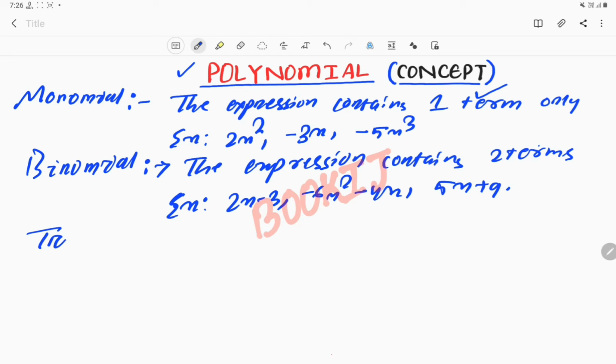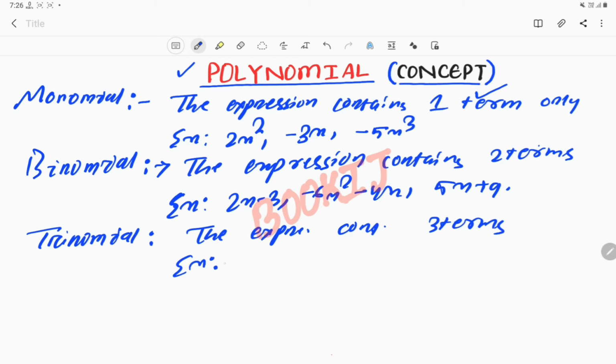Then your trinomial. So what about trinomial? Now these are the expression that contains three terms. Are your trinomial. The examples we can take: 2x square plus 4x plus 3, then 9x square minus 13x cube plus 15x. So these are the examples of your trinomial.